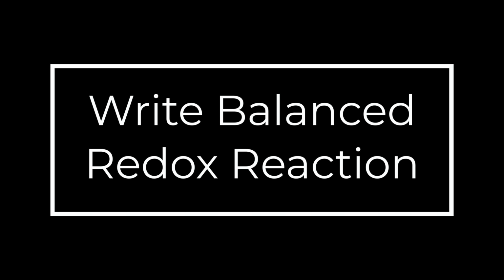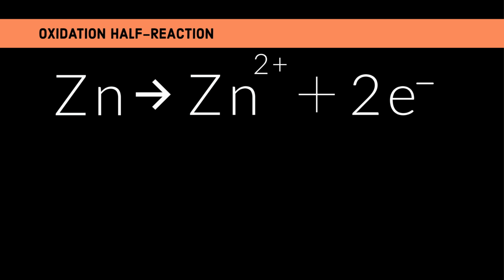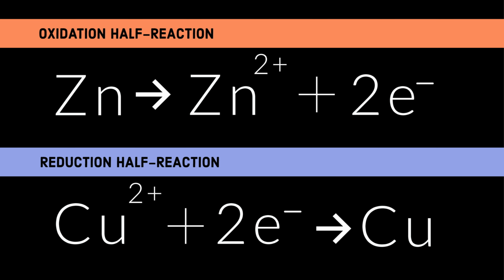Now let's write the final balanced redox reaction. First, write the half reactions. The oxidation half reaction is solid zinc goes to aqueous zinc ion and 2 electrons. The reduction half reaction is aqueous copper ion and 2 electrons goes to solid copper. These 2 half reactions are already balanced in terms of charge and the number of atoms of each element. These 2 half reactions also have the same number of electrons.